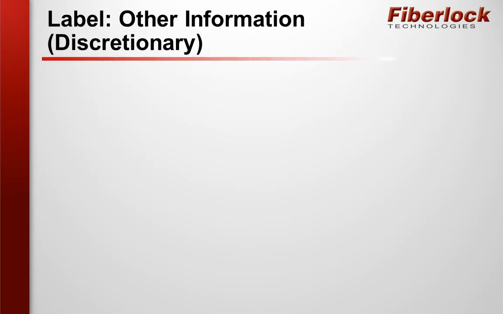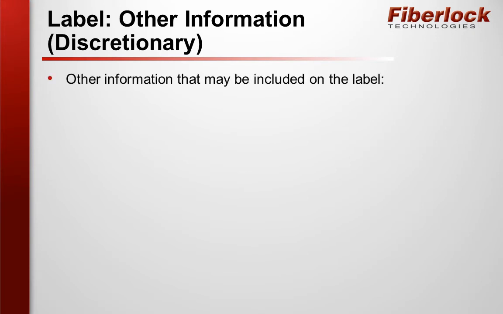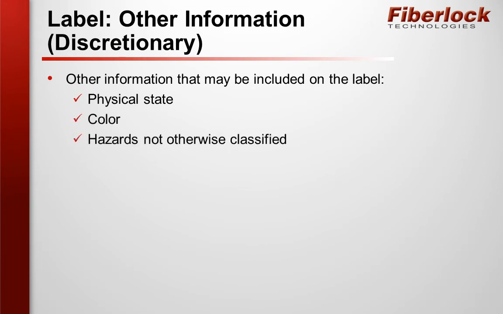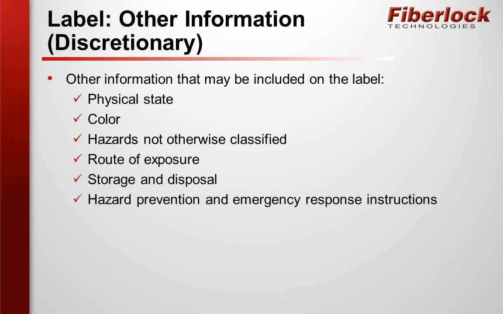Other information that is discretionary. Other information that may be included on the label could be physical state, color, hazards not otherwise classified, route of exposure, storage and disposal, hazard prevention and emergency response instructions.